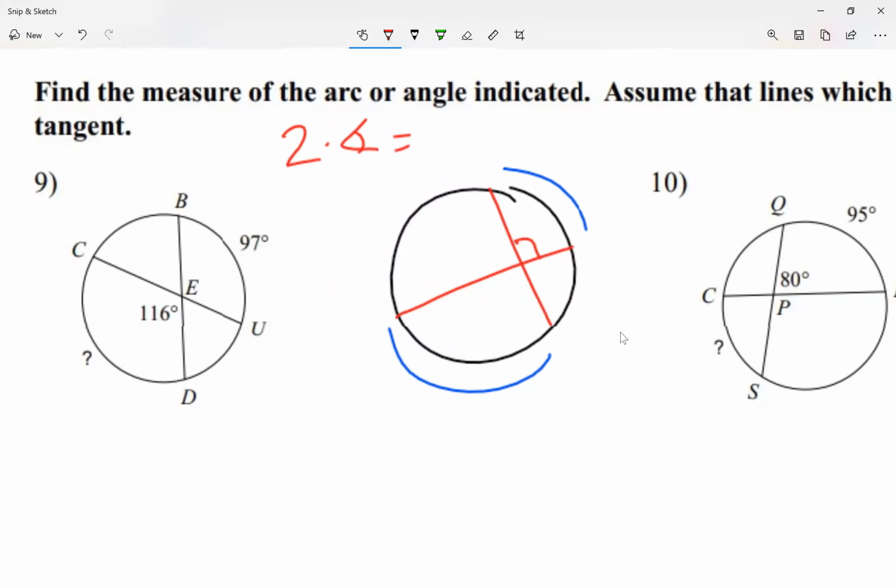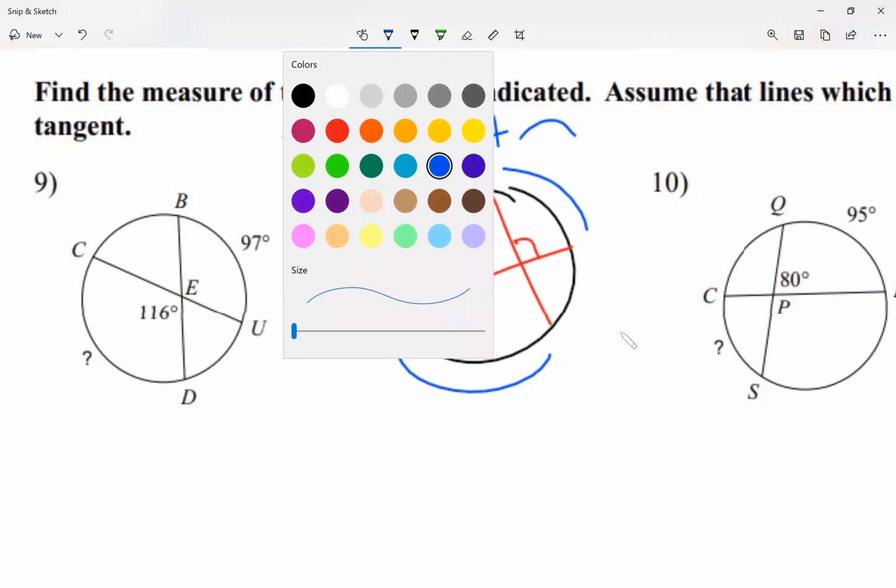It's equal to the one arc plus the other arc. So I'm going to go 2 times the angle. It is going to be equal to the sum of the arcs. I'm going to add the arcs. So the angle is always the corner, okay? Even though everything is in degrees, the angle is the corner.